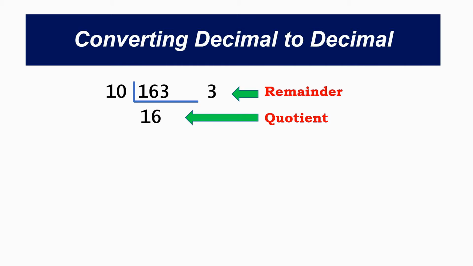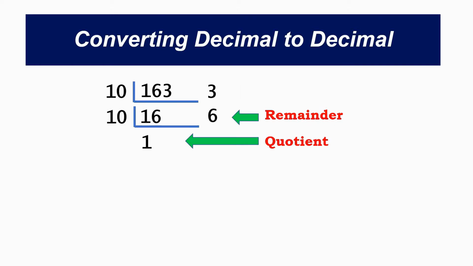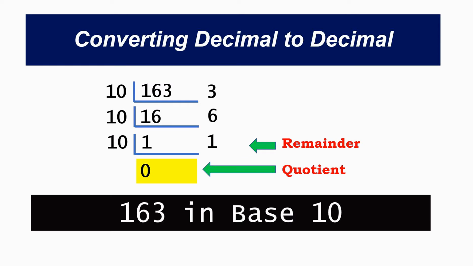So we start with the number 163 and we divide by our base, which is the decimal base 10. We get a quotient of 16 and a remainder of 3. Next, we divide that 16 by 10, we get a remainder of 6 and a quotient of 1. Next, we divide this 1 by 10, we get a remainder of 1 and a quotient of 0. So when we get a quotient of 0, we stop.